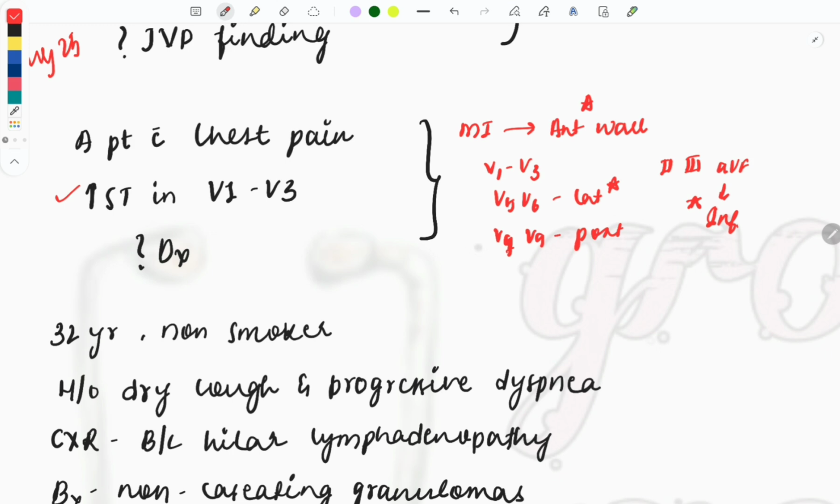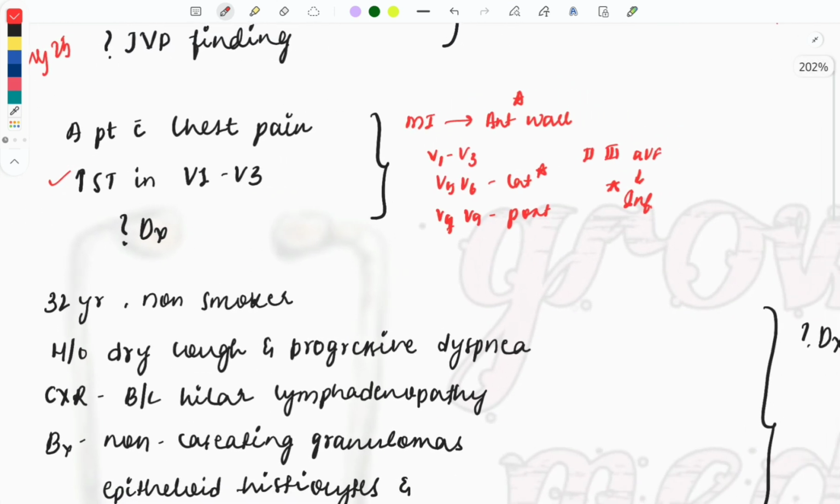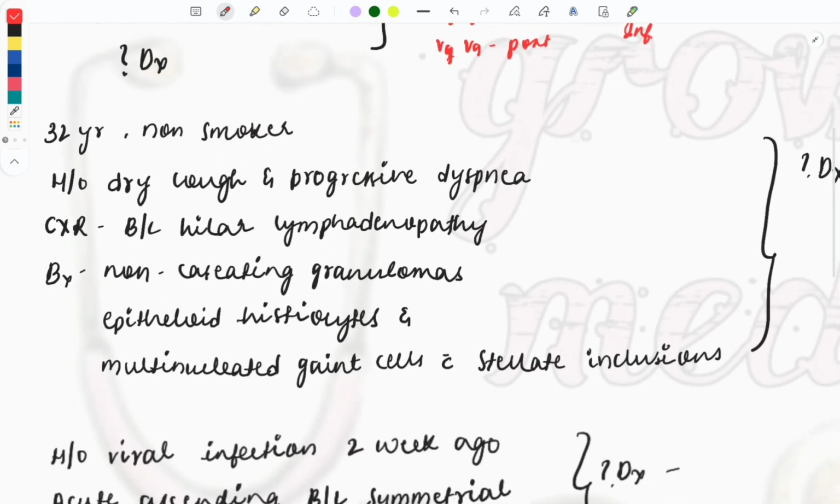So they will be giving you the leads and they'll ask what wall MI is there. Another thing I want to tell you here is they can also give the ECG. An image based question can be given and they can ask you to find it out. So be ready for both kinds of questions. Then moving on to the next question.